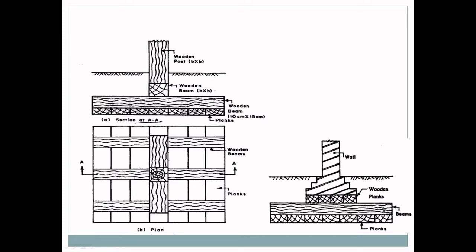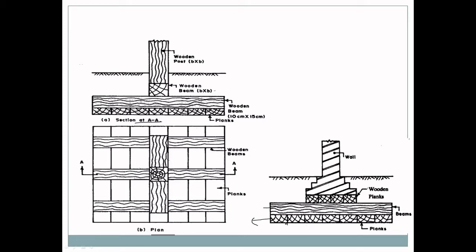The construction of timber grillage foundation is as follows. First, the excavation for foundation is done to the desired depth and the base is leveled. Then the bottom layer of timber planks of size 20 to 30 centimeter wide and 5 to 7.5 centimeter thick is laid side by side without any gap between them. You can see there is no gap between the planks. Over this platform, a tier of wooden beams is laid at a right angle to the direction of the planks.